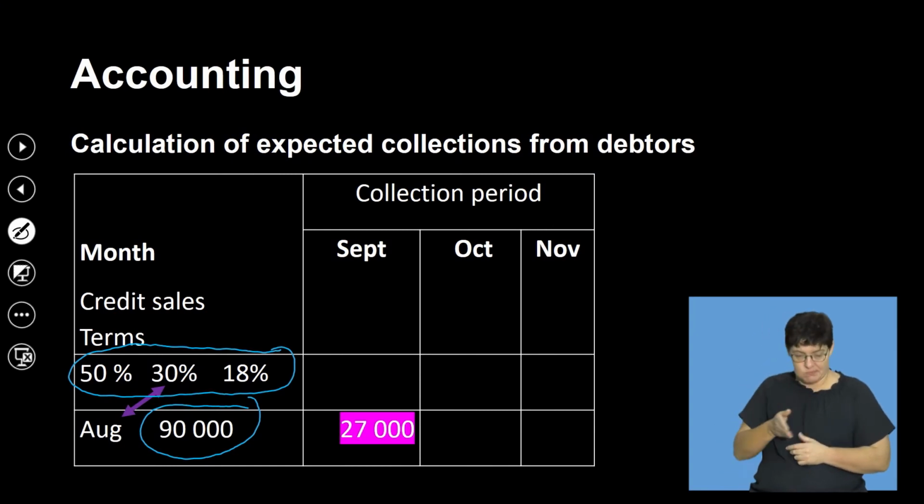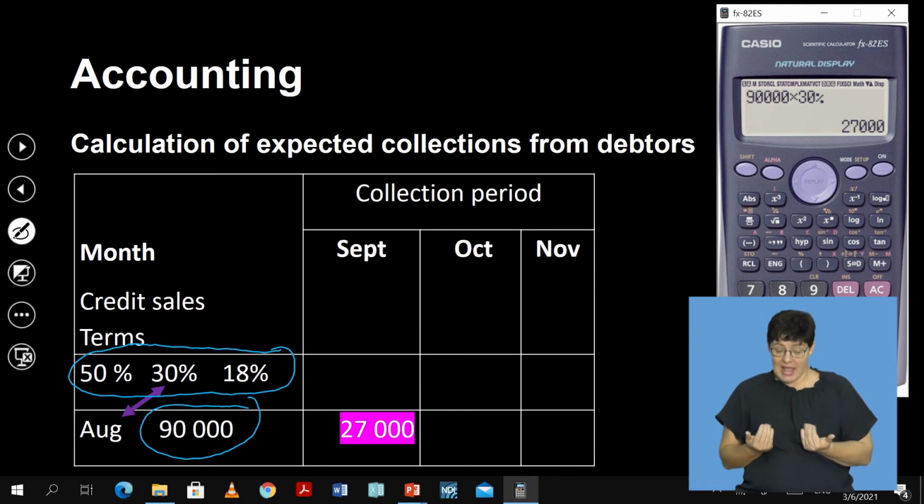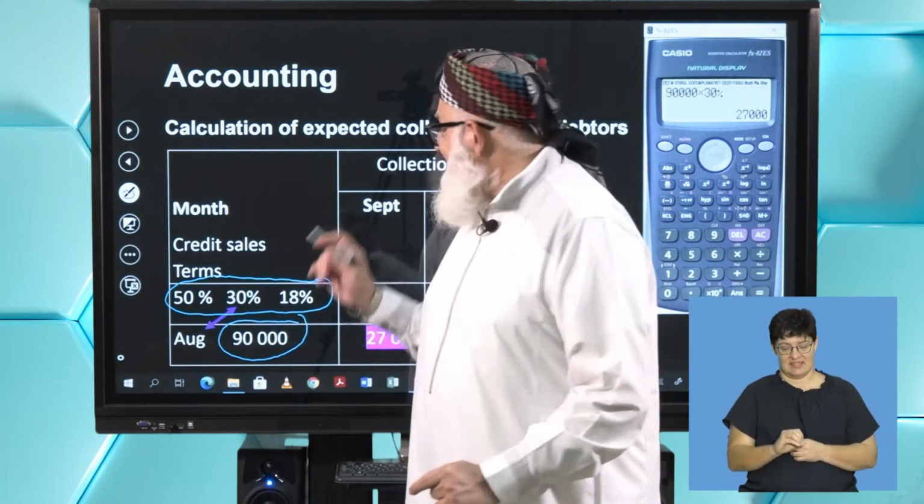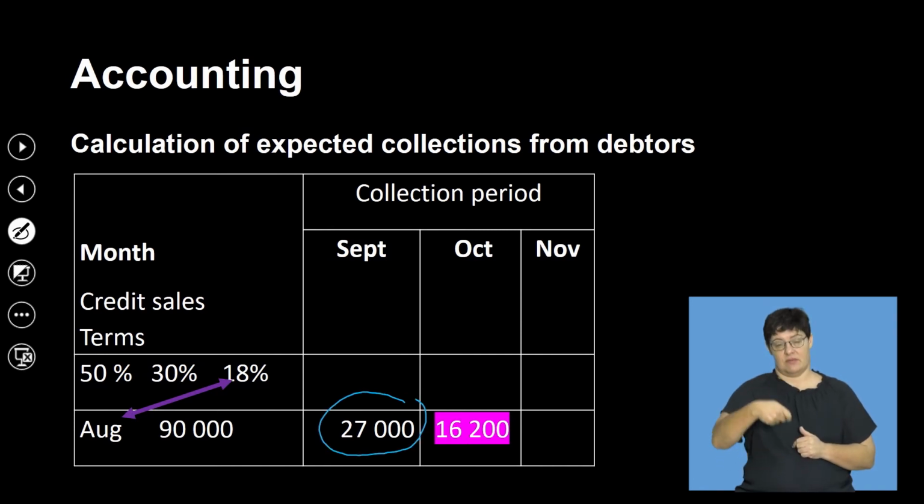So once again, this is what I do. I take my August sale of 90,000. Let's do that. 90,000 times, what's the percentage? Here you can clearly see 30%, and that gives me a figure of 27,000. So my credit sale was in August, but I'm anticipating to receive 30% of that money when? In September. So there we go. September, I'm anticipating this figure here of 27,000 from my August credit sale. Okay.